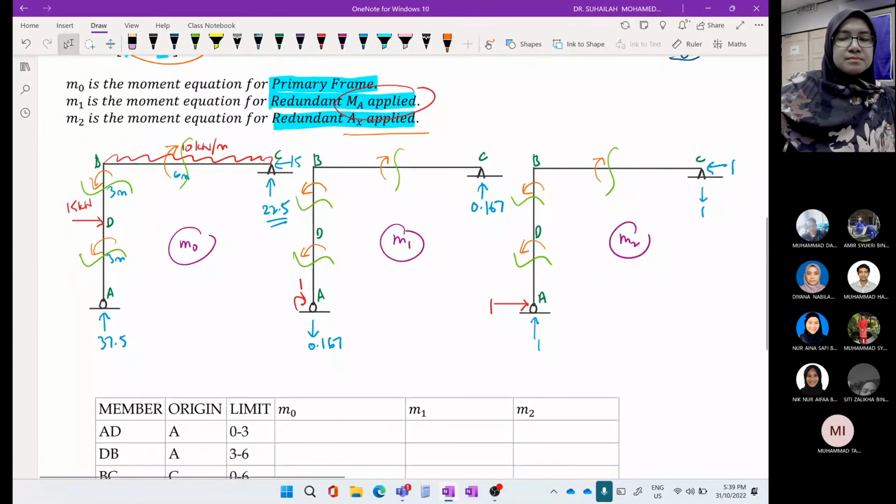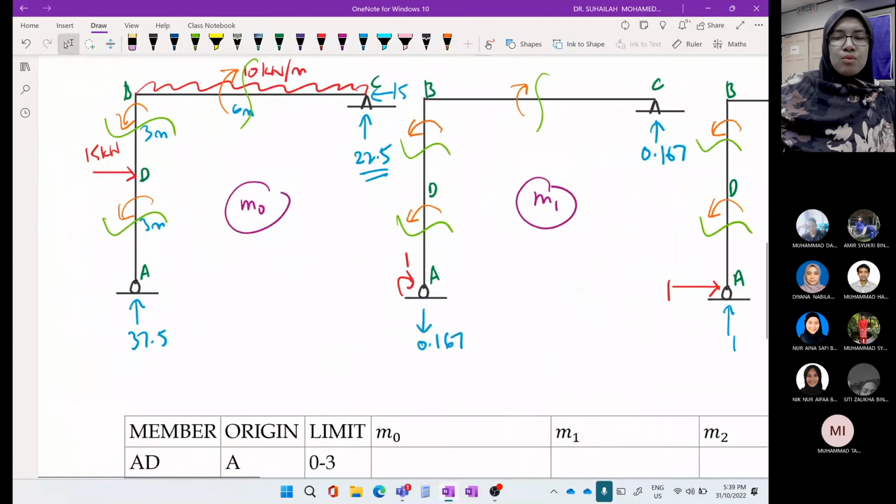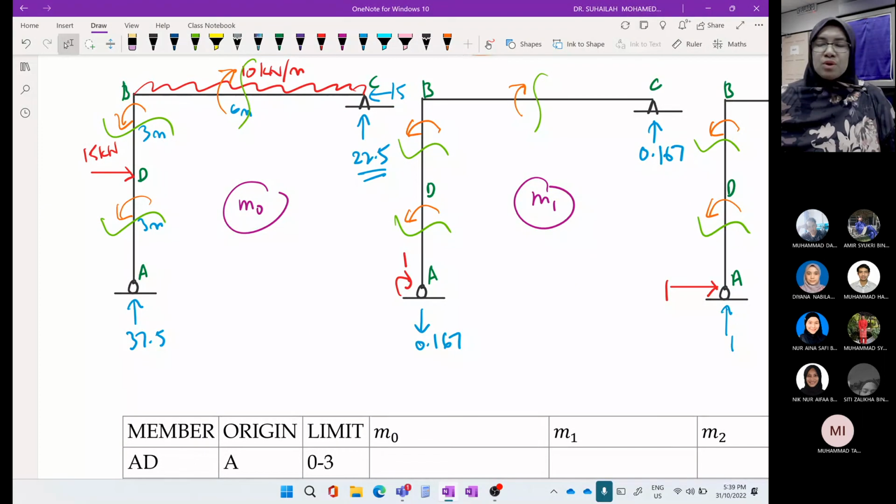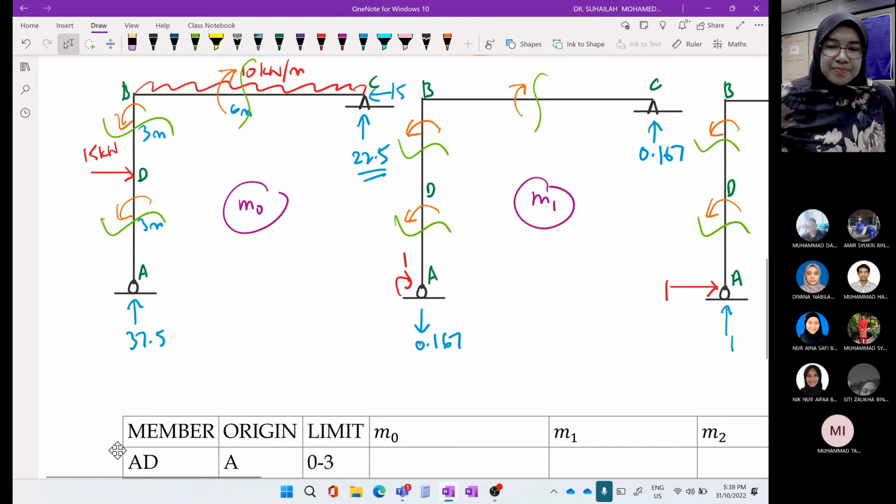Okay, now, what is the first moment equation? M naught for AD? What is the first one? 0. The first one is 0.